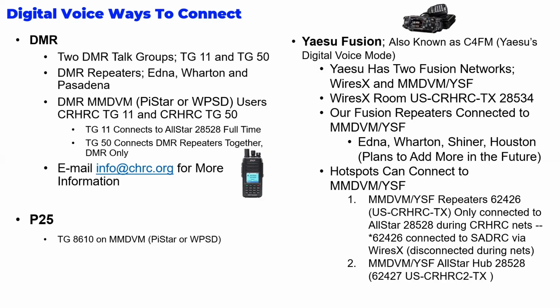Yeah, I just connected to the YSF room. Connected to the CRHRC number 2. That is for hotspots, basically, MMDVMs, and that's connected most of the time. So yeah, the CRHRC2 is full time to 28528. So anytime you want to talk on the analog side to 28528, CRHRC2 is the YSF reflector you want to connect to.